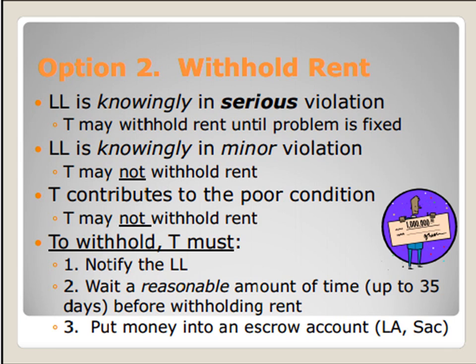Number 2, wait a reasonable amount of time, up to 35 days, before withholding the rent. So in the letter which is written to the landlord, it should state, here are the problems that are going on in my apartment, 1, 2, 3, 4. And these need to be fixed. Please make these repairs by January 1st. And if you fail to do so, then we will withhold rent. So 3 pieces of that letter: what's wrong, the time they have to do it by, and the consequence, letting them know if you don't do this, we are going to withhold rent.